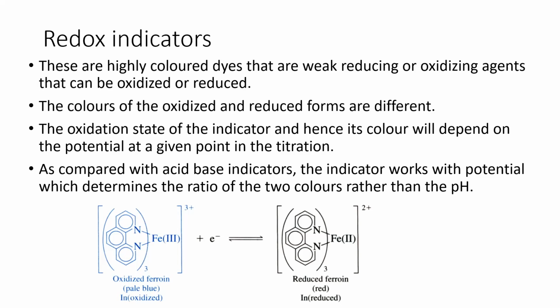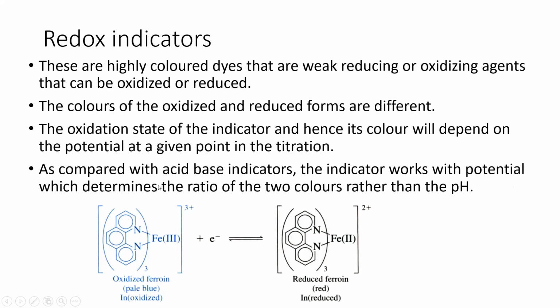So once the color changes, we know that the indicator has become oxidized or reduced. The oxidation state of the indicator and its color will depend on the potential. Comparing with acid-base indicators, it works with the potential, and it determines the ratio of the two colors.